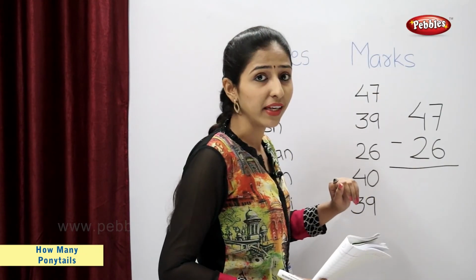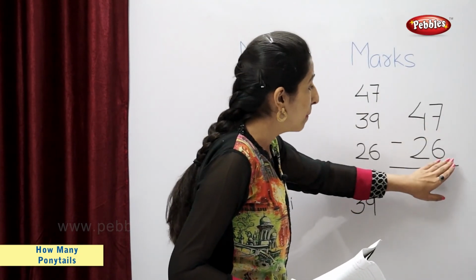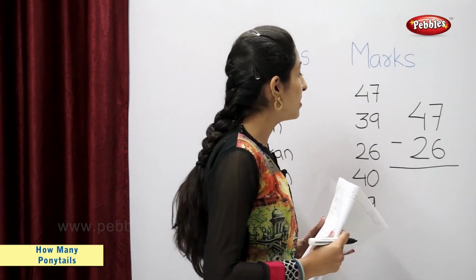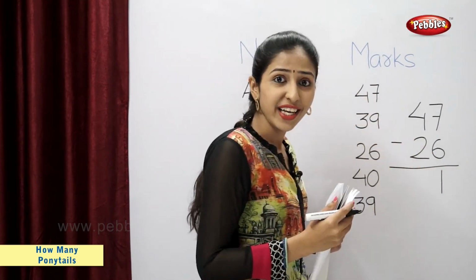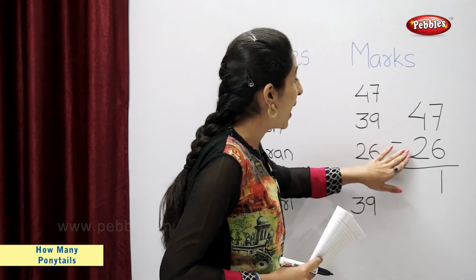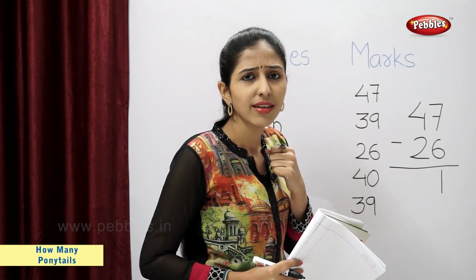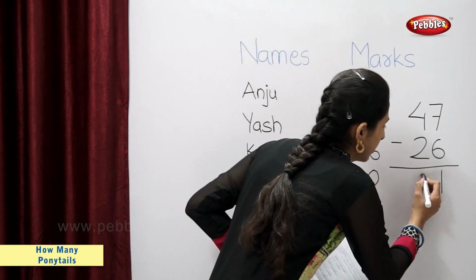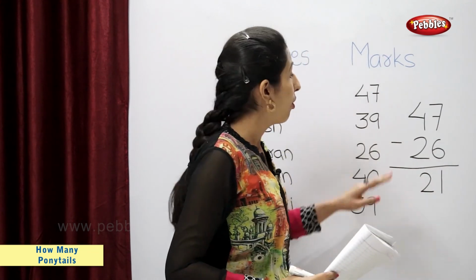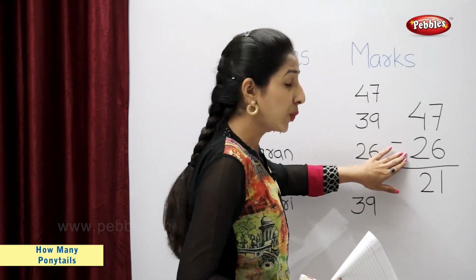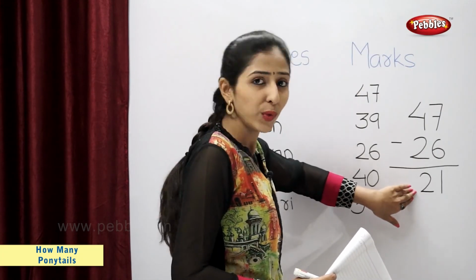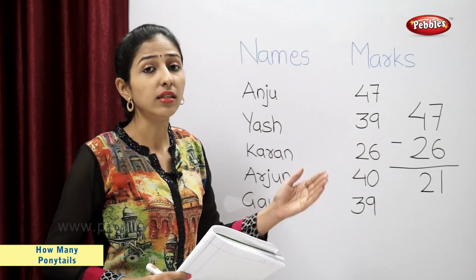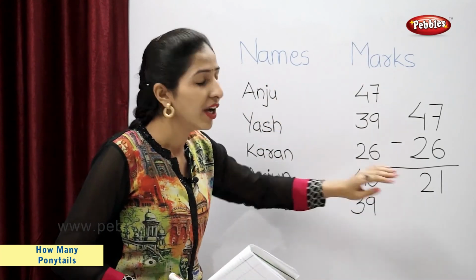Students, now help me. 7 minus 6 is how much? Correct. That is 1. And 4 minus 2 is how much? Correct. 2. So, 47 minus 26 is equal to 21. So, the difference between the highest score and the lowest score is 21 marks.